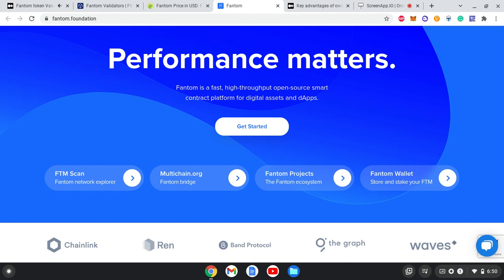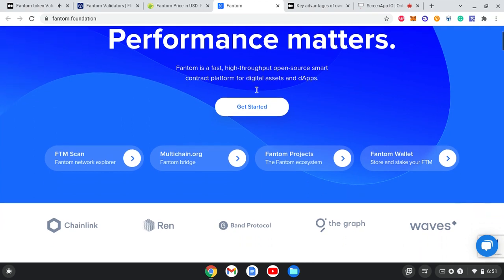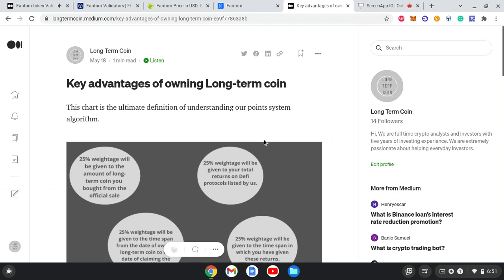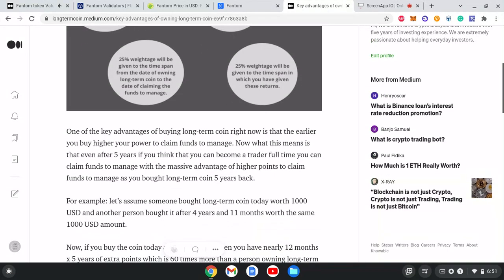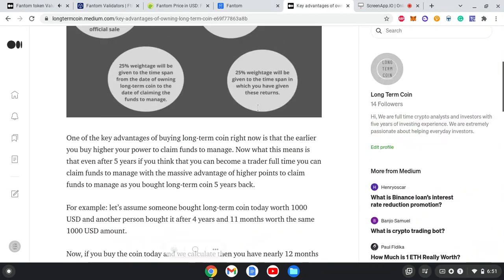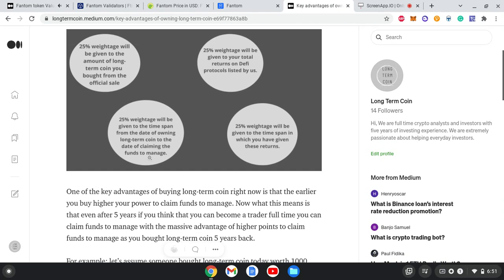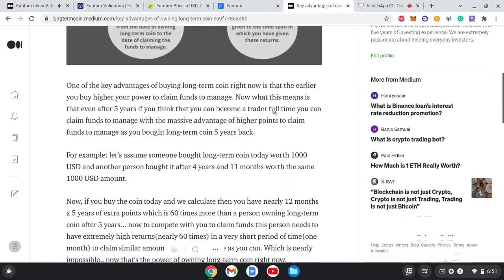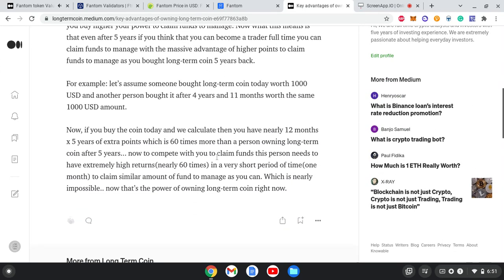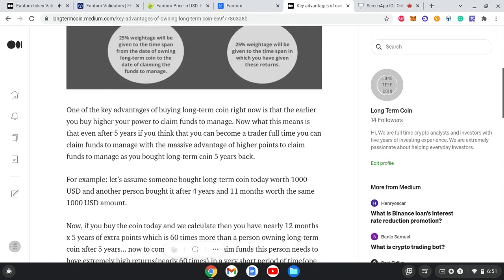I want to now talk a little bit about long-term coin. A lot of people can have limited capital to invest even if they have the skills to invest, and that's why long-term coin protocol gives capital to invest if you are a skilled fund manager who either sensibly understands valuation or carries trading skills. As you can see in this article, there is 50% weightage given to the amount of long-term coin you buy from our token sales, and the remaining 50% is given to the returns you give consistently on all these DeFi protocols like Enzyme Finance and a couple of other protocols.